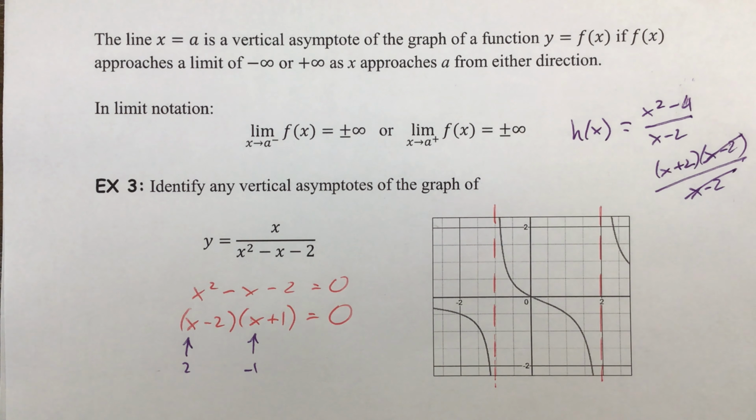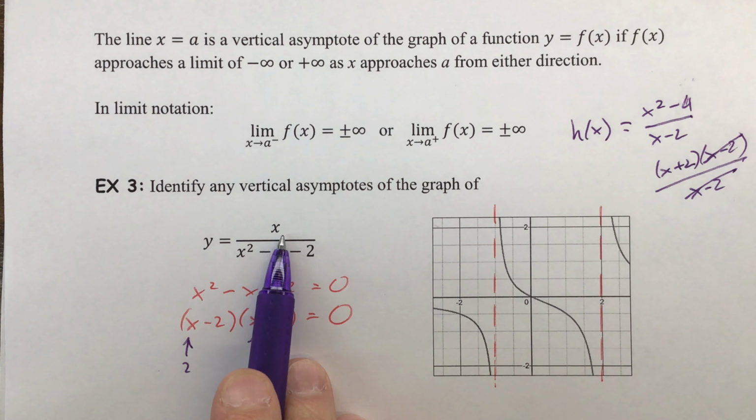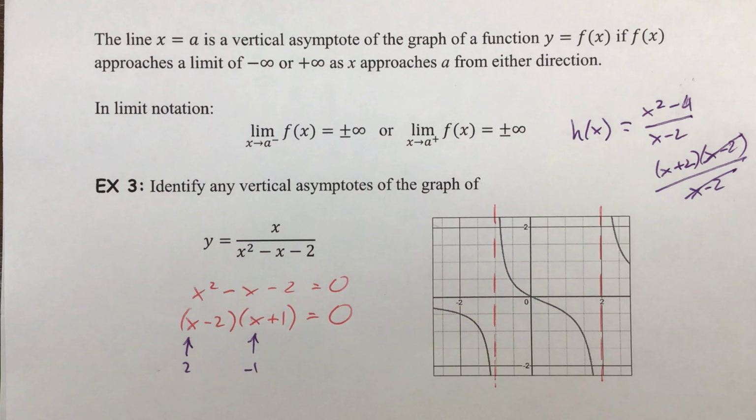You get a removable discontinuity. So there's a little catch there. If these values that you think are going to be vertical asymptotes make the top 0, neither of these do, it becomes a hole. Otherwise, those are your vertical asymptotes.